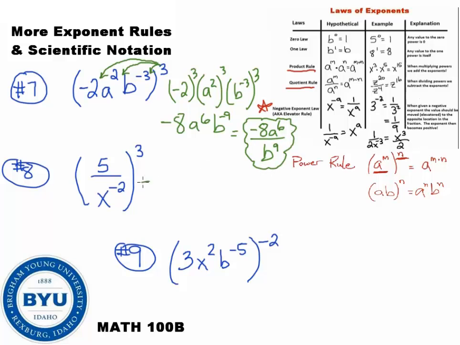Okay, that's the first one. Next one, we're going to cube everything inside. So first of all, 5 cubed. And then we have to cube everything underneath here. So we've got x to the negative 2 cubed. Well, 5 cubed, you can use your calculator for that.